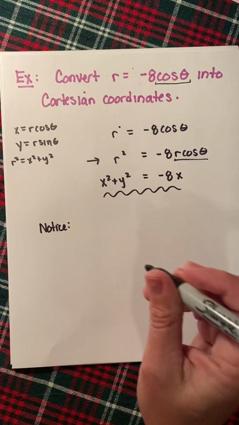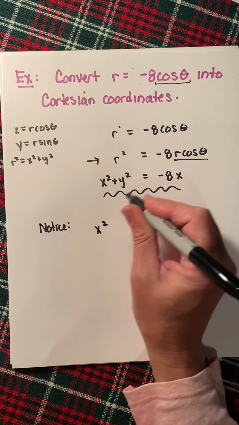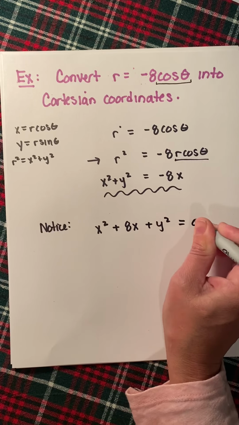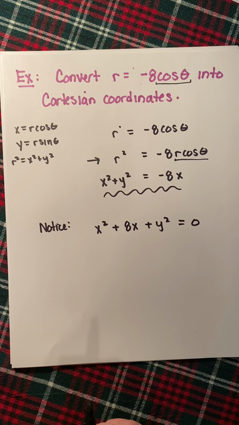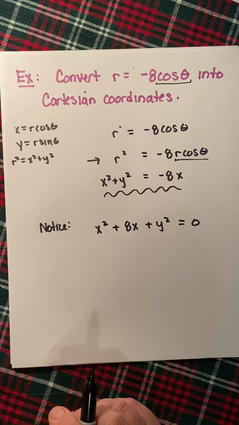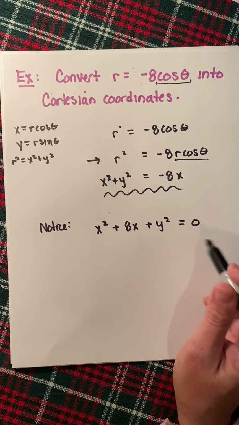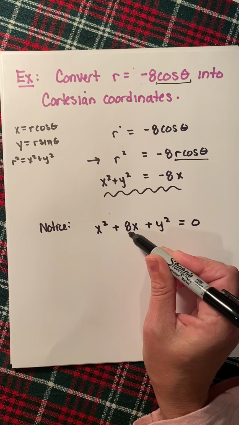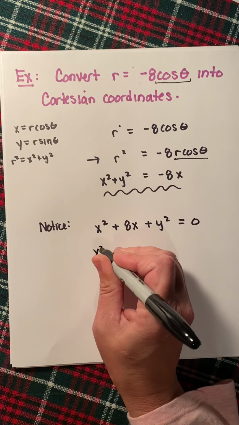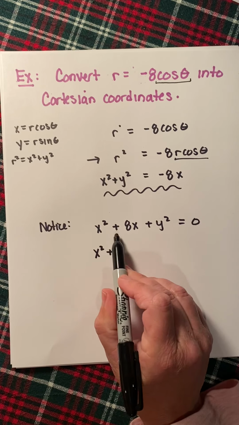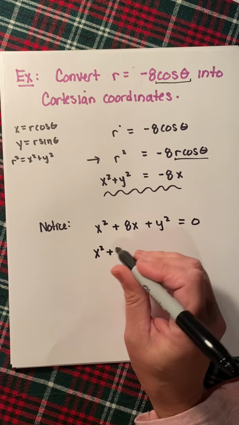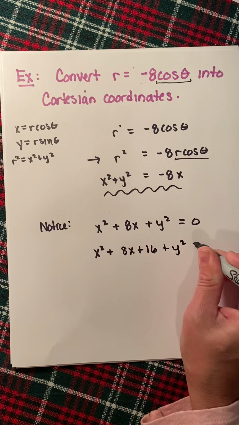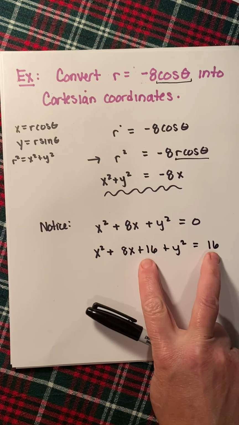I'm not sure if you recognize this as the graph of anything, but if I bring this -8x over to the left side, x squared plus 8x plus y squared equals 0, you may recognize this as something. If you think of your analytic geometry from your pre-calculus days, what I'm going to do is complete the square. If you remember completing the square, we take half of this number and square it, which is 16, and add that to both sides. So isn't it true if x squared plus 8x plus y squared equals 0, then x squared plus 8x plus 16 plus y squared equals 16? I just added 16 here and here.